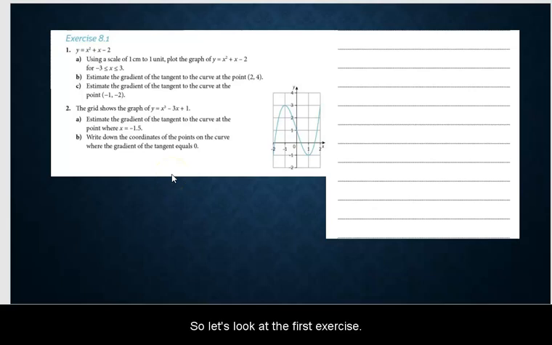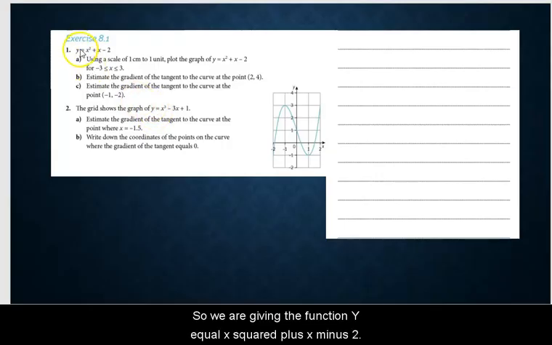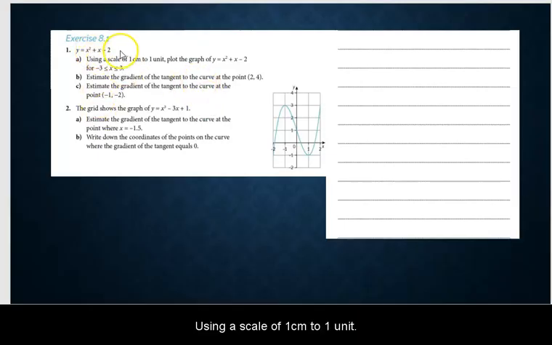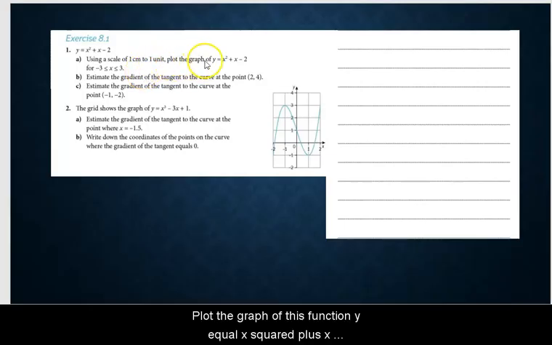So let's look at the first exercise. We are supposed to plot the graph. We are given the function y equals x squared plus x minus 2. Using a scale of 1 centimeter to 1 unit, plot the graph of this function y equals x squared plus x minus 2 for -3 less than or equal to x less than or equal to 3 as the range and the domain of the given function.